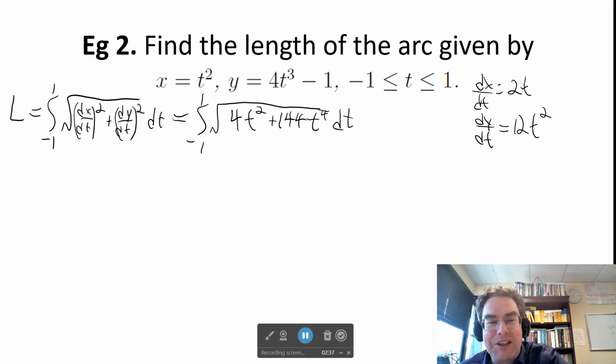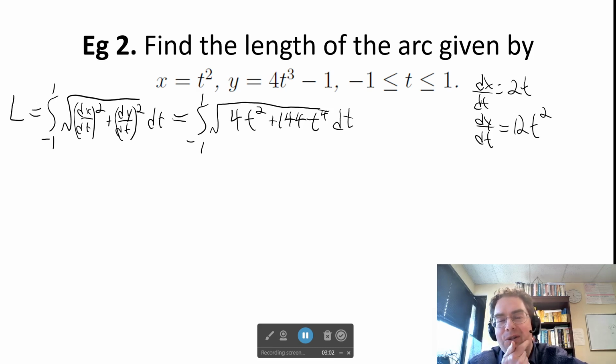Okay, and I think I've mentioned many of these integrals turn out to be very hard to do, maybe cannot even be done by standard techniques. But with this one, it actually does turn out to have some nice simplification to it. One thing we notice right away is that there is a common factor of 4, and a common factor of t squared. So we can pull both of those out.